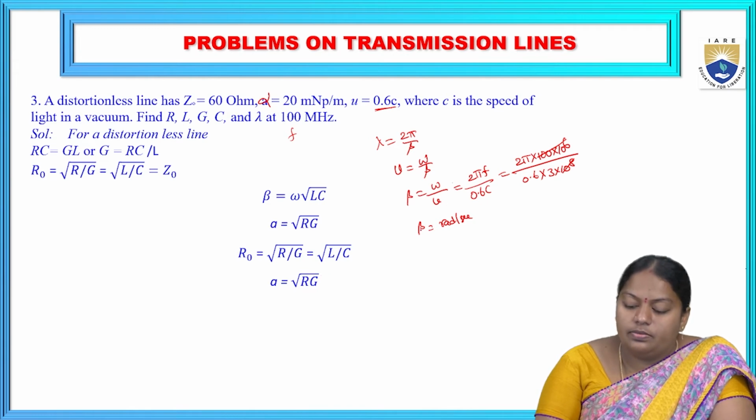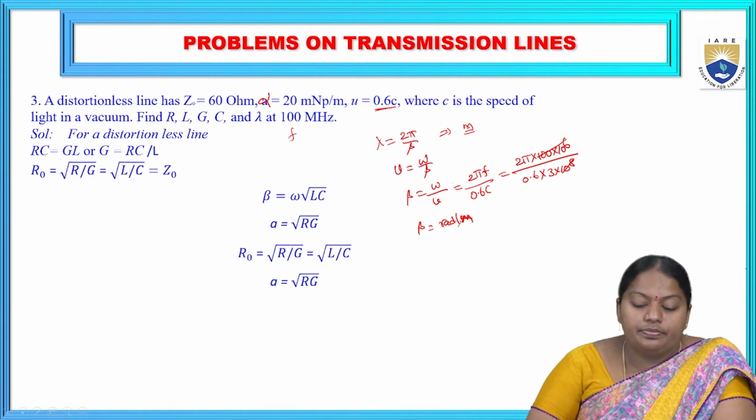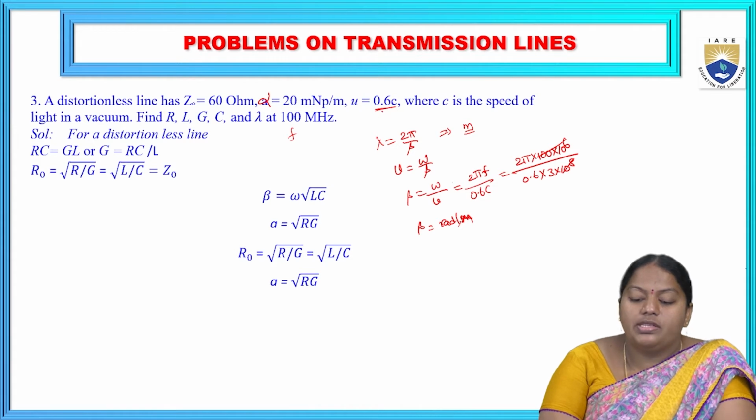Radian per meter. Okay, then by substituting this beta value over here, you're going to get lambda, that is wavelength, measured in meters. This is the way we have to find lambda by using the velocity as 0.6 c.